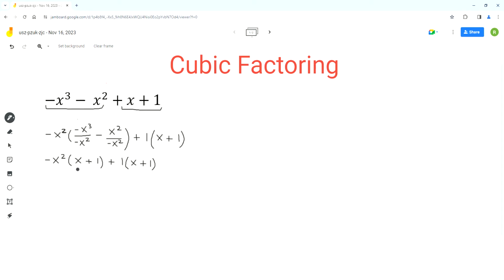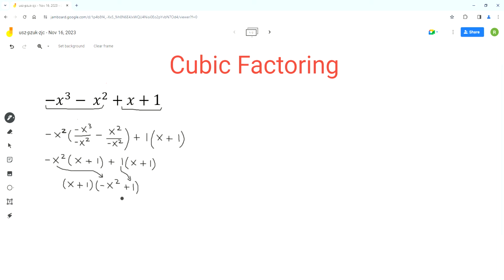So now since both of these terms have x plus 1, we can factor out x plus 1, and in another parentheses we can write what's left of these terms. So first we are left with negative x squared and then plus 1. So negative x squared comes from here and this 1 is from here. Now we have to check if we can factor this expression any further.